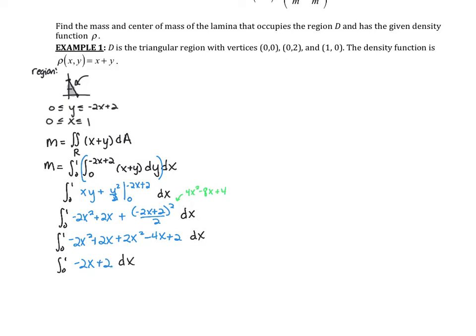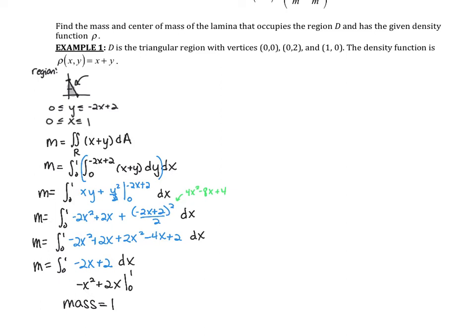Now I'm going to integrate this. And integrating this, I'm going to get negative x squared plus 2x evaluated from 0 to 1, which tells me that my mass is equal to 1 when I make that substitution in. So we know our mass is equal to 1. And probably all of these should have said m equals. So we found our mass of this particular lamina that occupies that region.